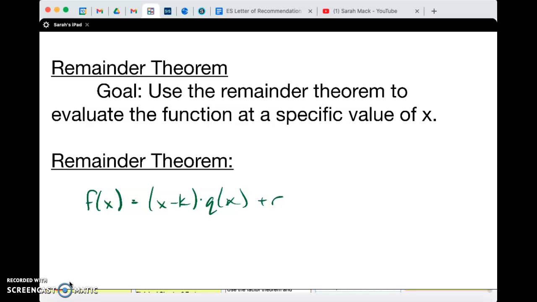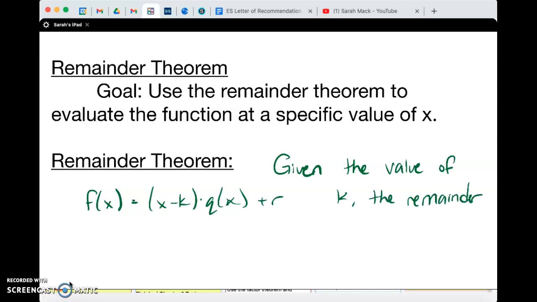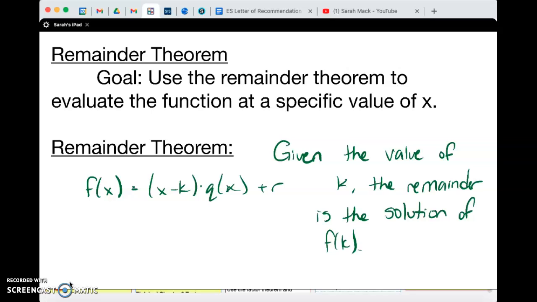Okay, how do I want to write this actually? Given the value of k, the remainder is the solution of f of k. So basically, in a nutshell, if I plugged in k into whatever the function was, the polynomial, I would get out the remainder.